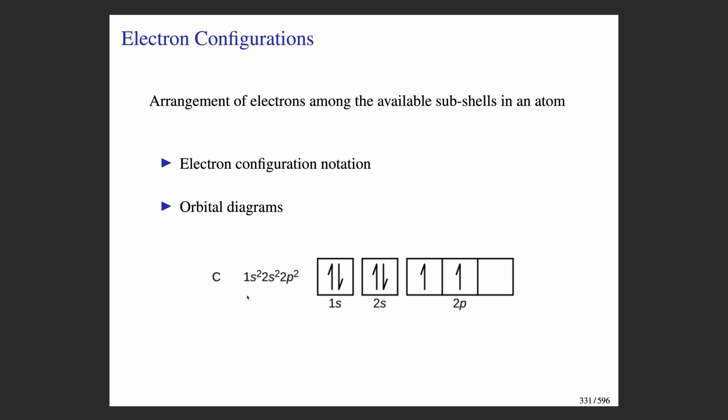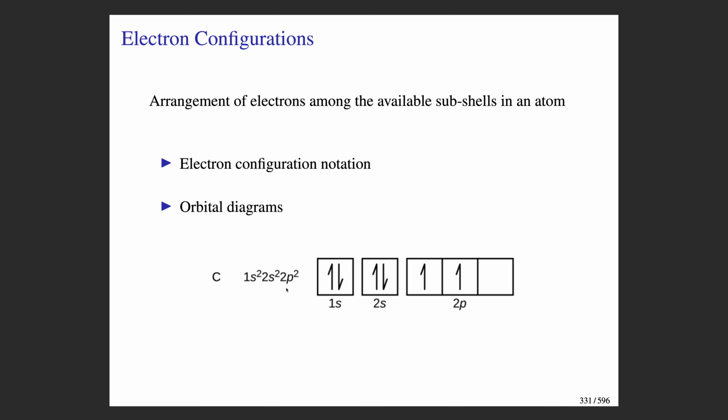Here's an example for the lowest energy electronic state of a carbon atom. Recall that neutral carbon has 6 electrons, and this notation suggests that 2 electrons are occupying a 1s orbital, 2 electrons are occupying a 2s orbital, and the remaining 2 electrons are occupying a 2p orbital. This is what we call an electron configuration.